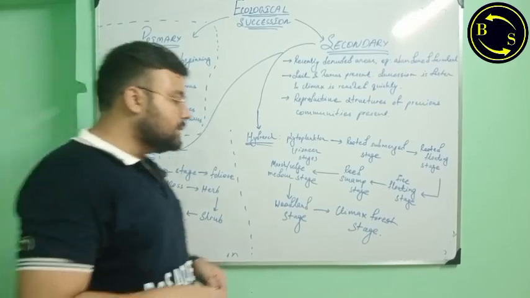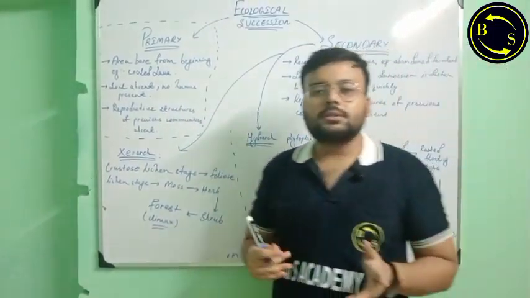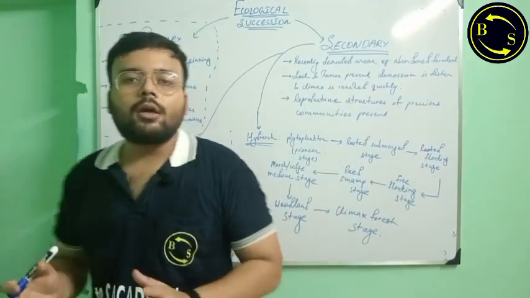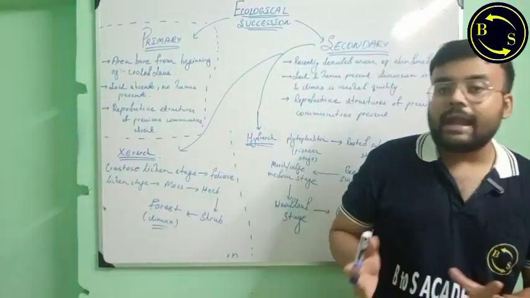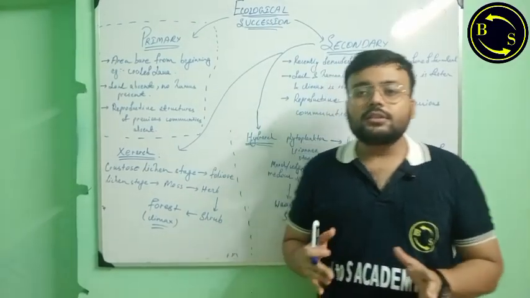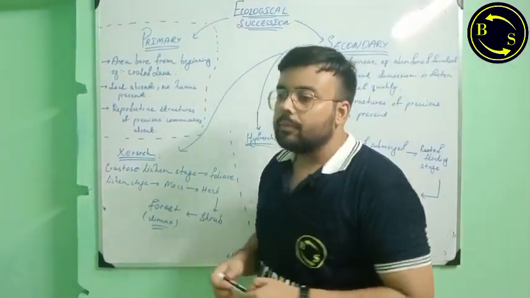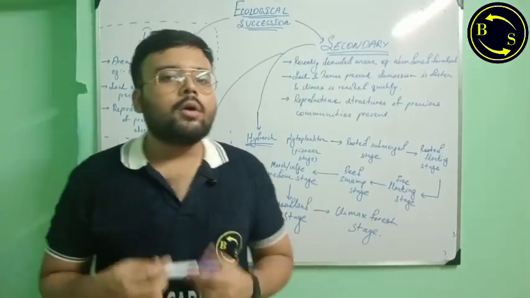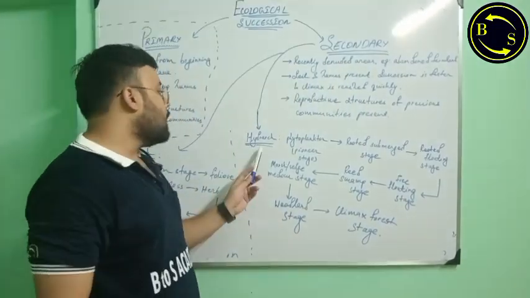Now, secondary succession is of two types. One that occurs in the water, known as the hydrarch or hydrosere, and one which occurs on land, that is the xerosere or the xerarch. Let us look into the hydrarch, because life, as you all know, first began in water. So, hydrarch.